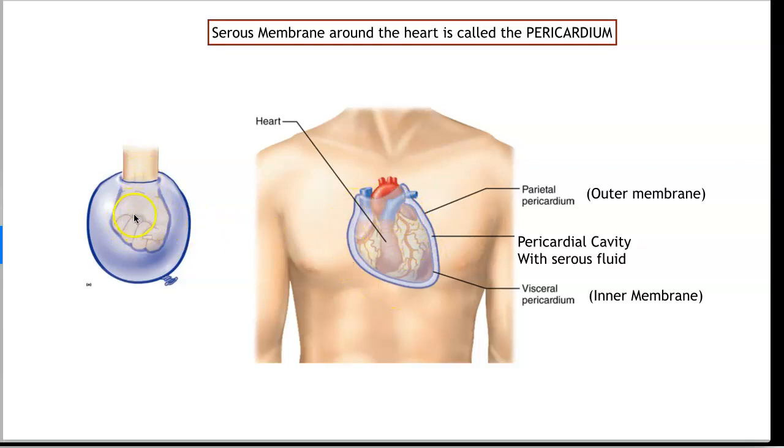If the fist represents the heart, this inner lining would now be called the visceral pericardium. The outer layer would be called the parietal pericardium, and this space in between the two layers is called the pericardial cavity. That pericardial cavity is where we have our serous fluid. So this is our lubricant around the heart in this pericardial cavity.